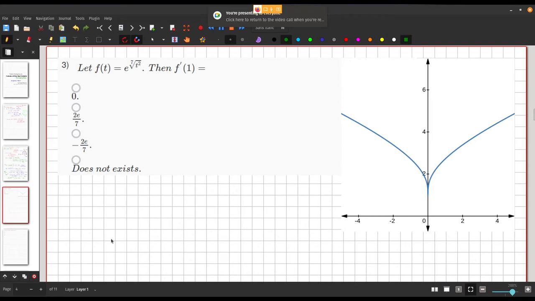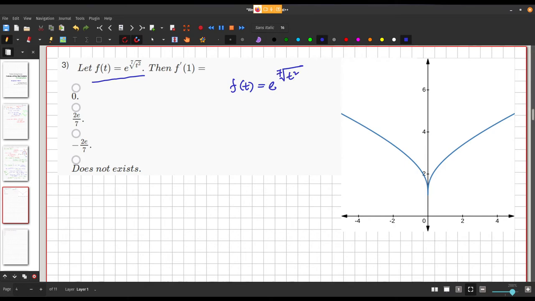Okay, so problem number 3 states that we are given a function f of t equal to e to the power t squared, then 7th root, and we have to find the derivative of this function at t equal to 1. So the function is plotted here, so this is f(t), and we have to find the derivative somewhere in this position. So the plot of the function is not really necessary here, but still I have included it. You can look at this function.